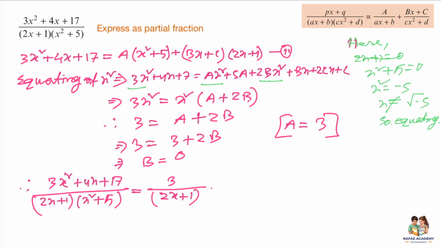A over something, that means A value is 3, plus Bx plus C, right? What is the value of B? B value is 0. B times x, that is x value is 0, so B times 0 plus C value is 2, it is 2, and Cx square, that is x square plus D, means what's the value? x square plus 5.